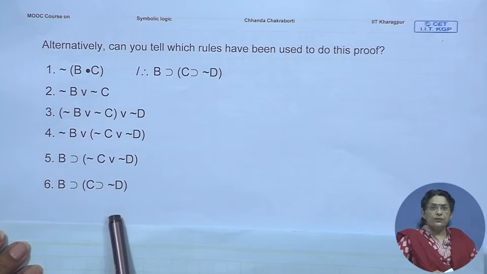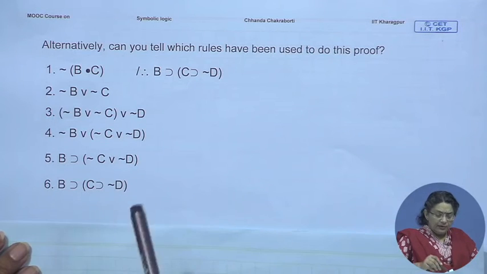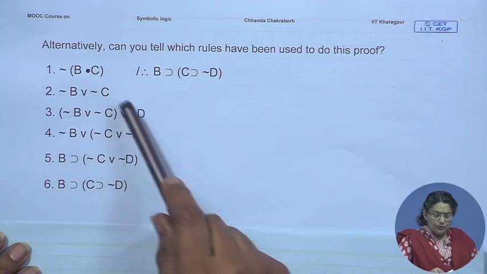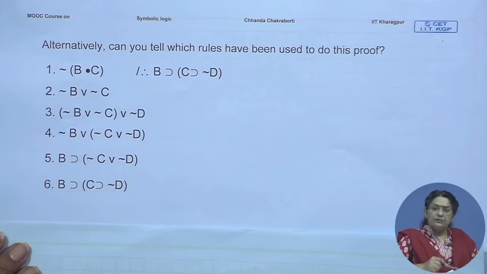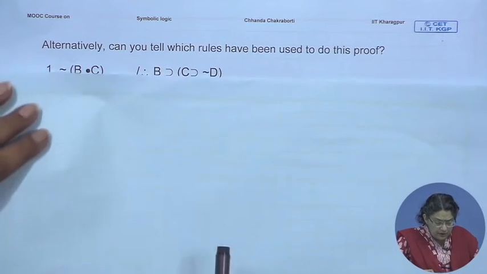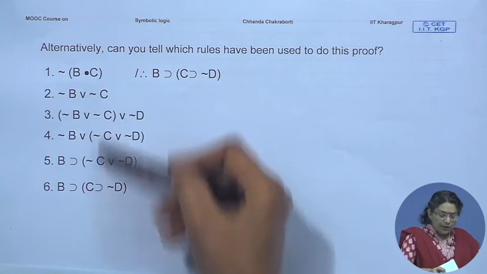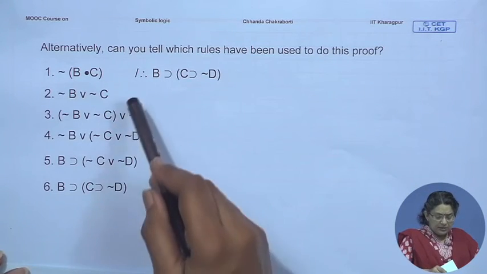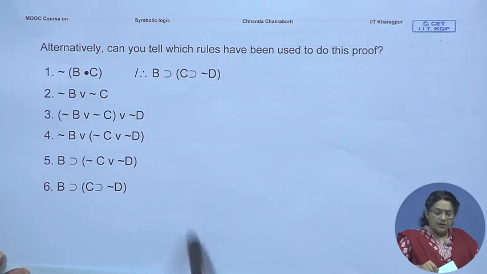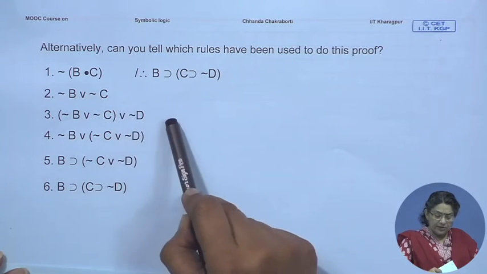So, alternatively we can ask you even this, that here is a worked out formal proof of validity. Take a look at this and try to tell by which rule these lines have been generated. Can you do that? So, this is your original argument. Here is the worked out proof. Just try to fill up the gaps and say by which rule did we get this line, for example, this.